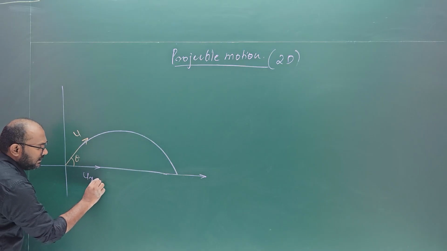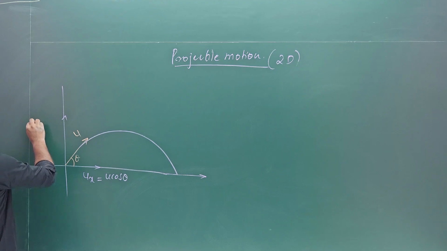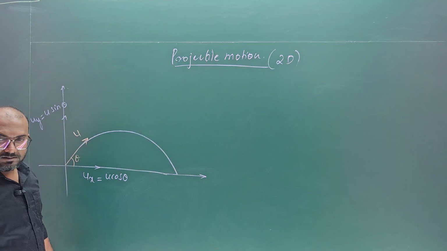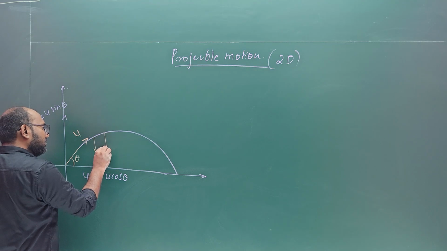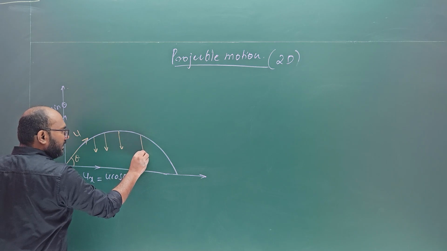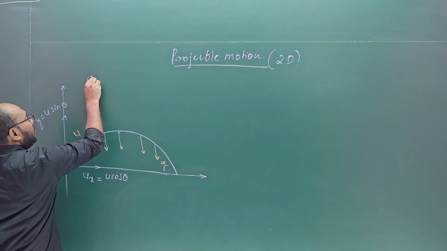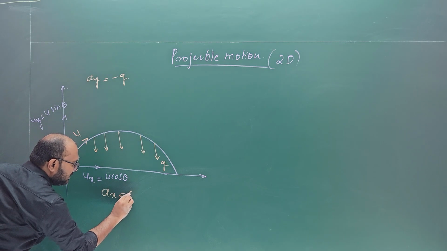If the object is initially projected with initial velocity u, then along the x-axis, that is u cos theta, and along the y-axis, uy is equal to u sin theta. First thing, tell me, where does acceleration due to gravity act? Along the y-axis. That means at any point, acceleration due to gravity is acting in the downward direction. Yes or no? So acceleration along the y-axis is always minus g and acceleration along the x-axis is 0.